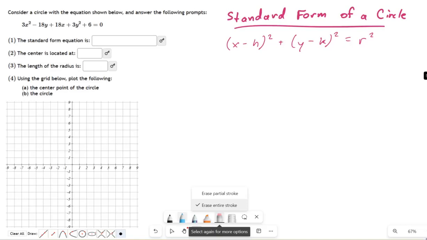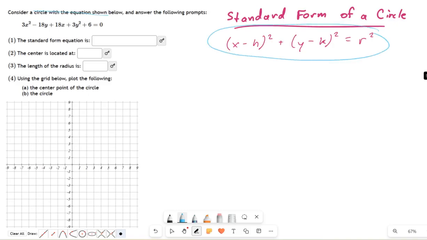So I have the equation for a circle in standard form written on the right, and another equation for a circle, which is definitely not in standard form, written on the left. My first job is to get the one on the left into standard form.